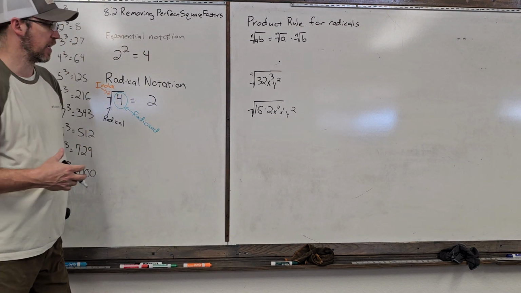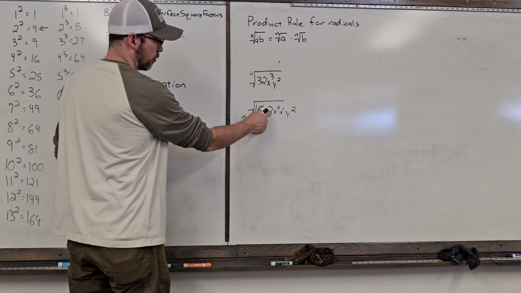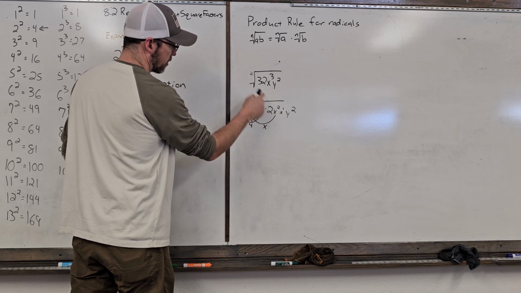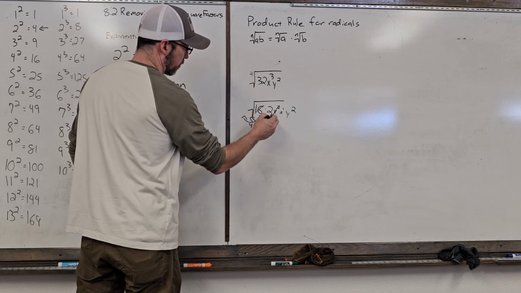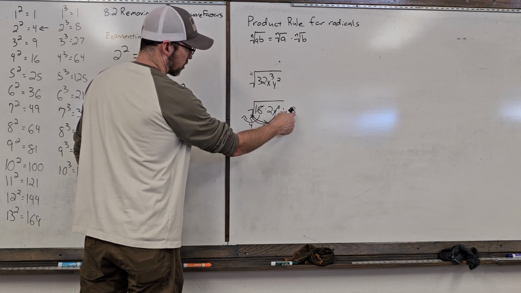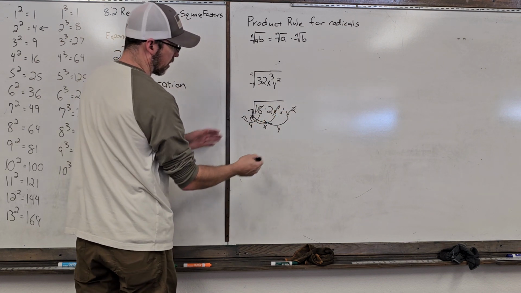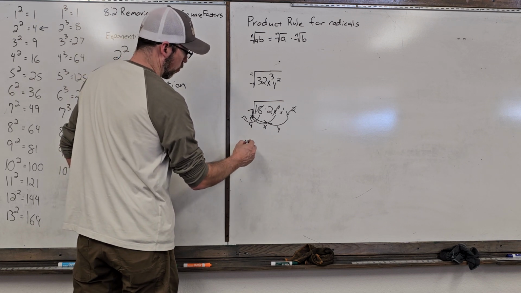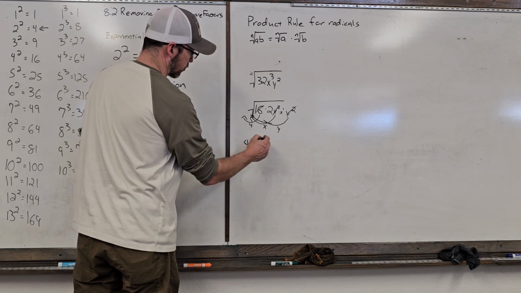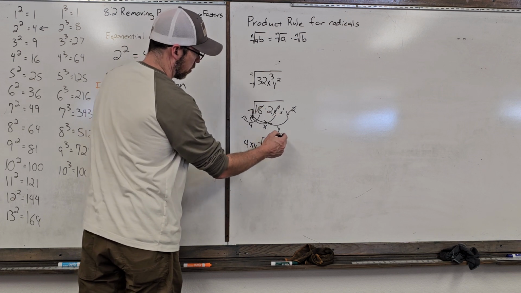Now I need to start bringing everything out that I can. 16 is going to come out as a 4. The 2 is going to be stuck under there. X squared is going to come out as an x because 2 divided by 2 is x to the first. That one's done. Y squared is going to come out as a y because 2 divided by the index 2 is 1. That one's done. So when I get on the outside, 4xy, these three that came out, times the square root of everything that's still stuck under there, 2x to the first.